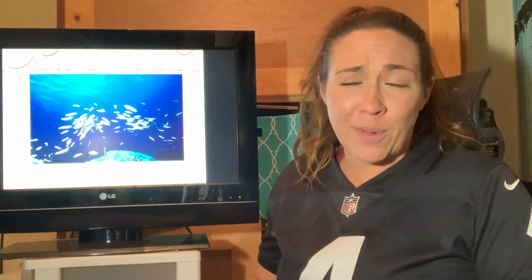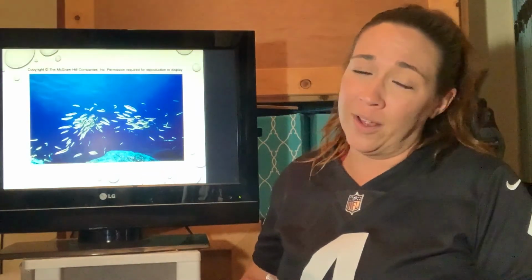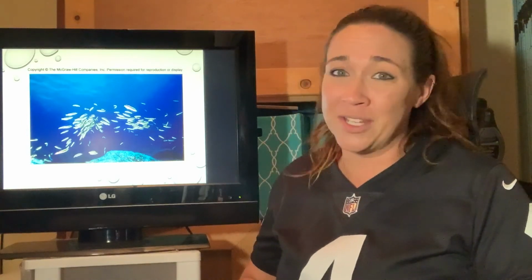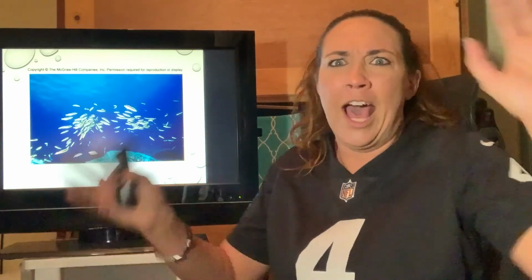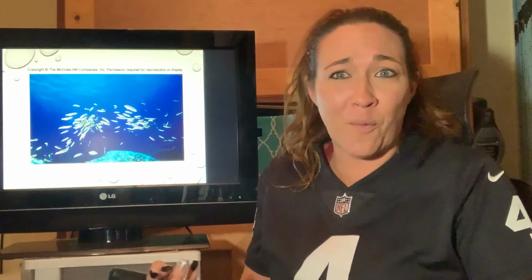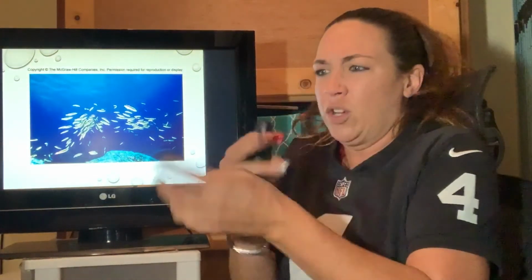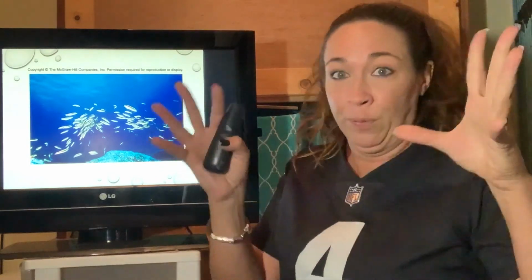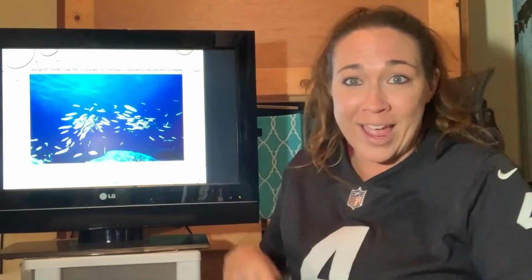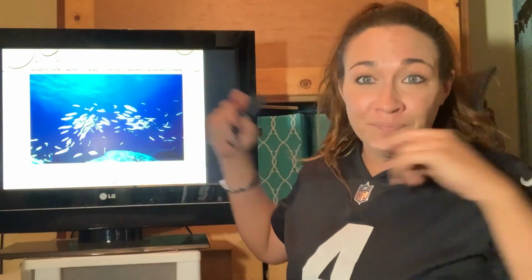This is just broadcast spawners. If you don't want to do it one-on-one, even if you're broadcast spawning, sometimes they all just get into a frenzy and they all just kind of release at once. So you'll see a lot of fishes get kind of crazy and start moving around and darting around. And then one triggers and then all of a sudden you're swimming in a cloud and you're like, that is sperm and eggs, go the other way. But it worked great for them.